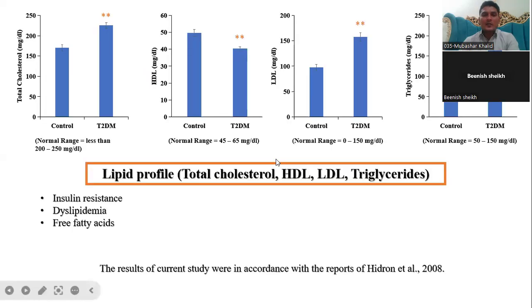Now results and discussion. First of all, we will discuss the lipid profile. The levels of total cholesterol, LDL, and triglycerides were high in type 2 diabetic patients as compared to control, while the level of HDL was low. The reason for this abnormality could be explained in a way that insulin resistance causes the dyslipidemia due to gluconeogenesis, and it will increase the free fatty acids in the plasma.